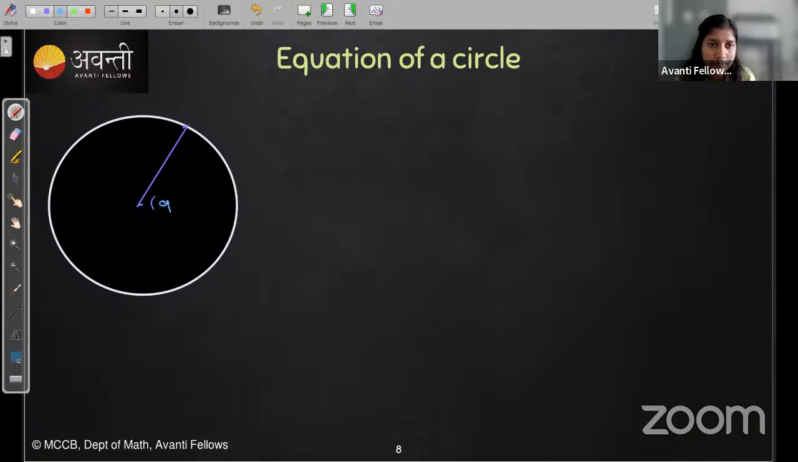And this is some point (x, y) we consider. So the equation that we got was (x minus a) whole square plus (y minus b) whole square is equal to r square, right? Correct? Now just expand this, okay? Apply the (a minus b) whole square formula.